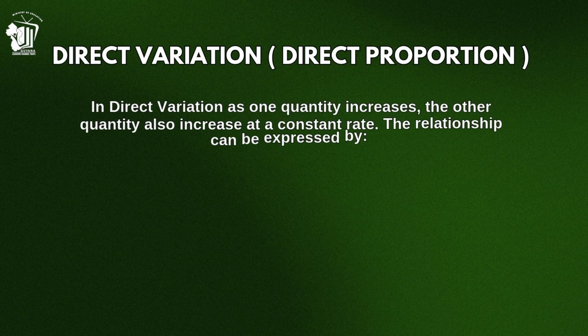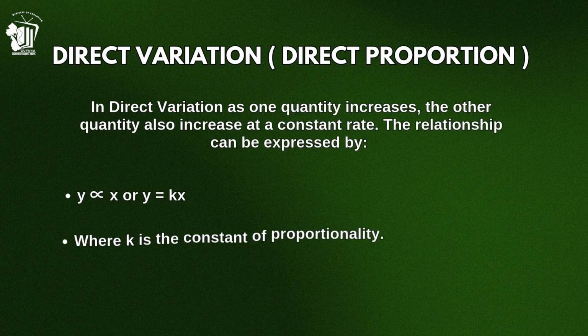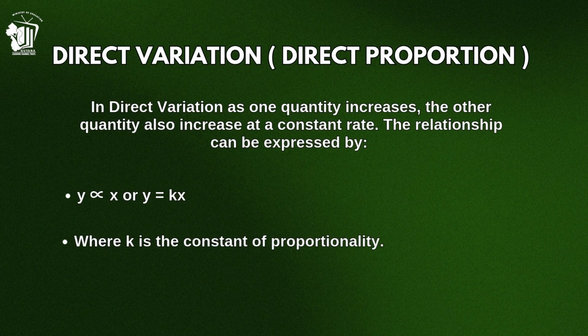Now let's look at direct variation, or sometimes it's called direct proportion. In direct variation, as one quantity increases, so does the other quantity, and this is done at a constant rate. This relationship is expressed as seen here. This part is saying y is directly proportional to x, or y varies directly as x. And as an equation, this is y is equal to kx. Now k is a very, very important constant, as you will see in just a few seconds into this video.